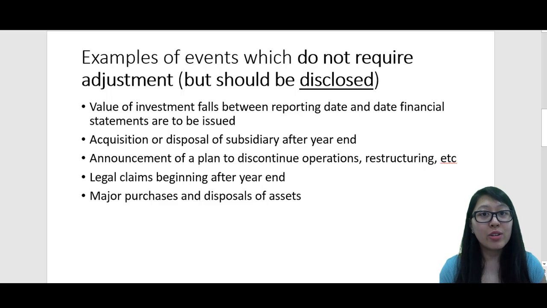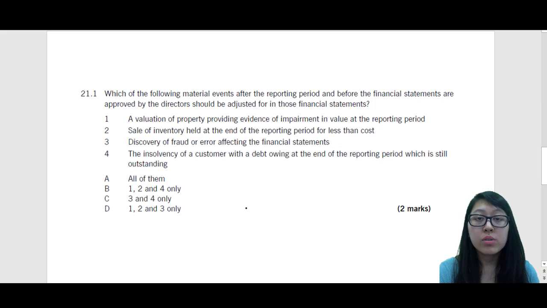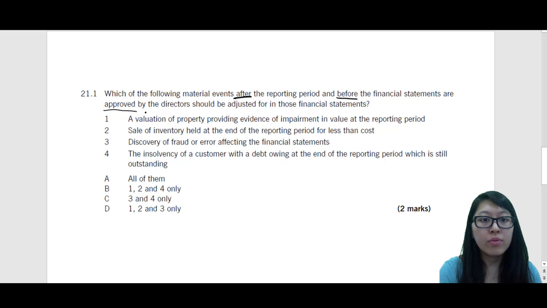So let's take a look at these following questions. Alright, so the first question says, which of the following material events after the reporting period and before the financial statements are approved by the directors should be adjusted for in those financial statements? So now we're looking for adjusting events. The first one says evaluation of property providing evidence of impairment in value at the reporting period. So this is an example of when there is a permanent fall in the value of your assets. So in this case, this is an adjusting event.